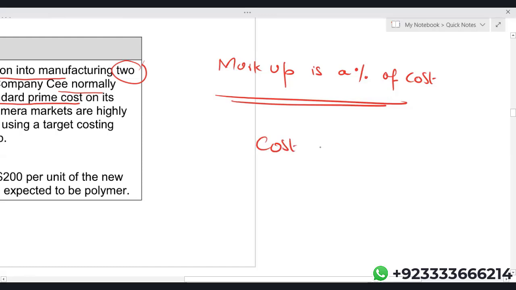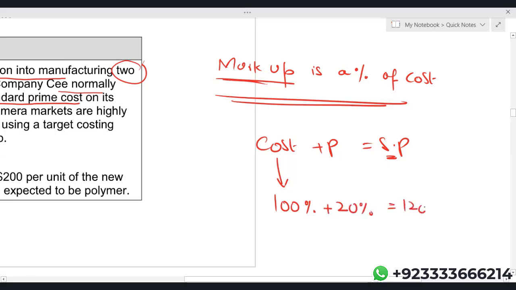For example, cost plus profit is equal to selling price. Whenever the examiner says markup, then your cost will be 100%. Assuming the markup is 20%, then logically your selling price will be 120%. So markup is a percentage of cost.